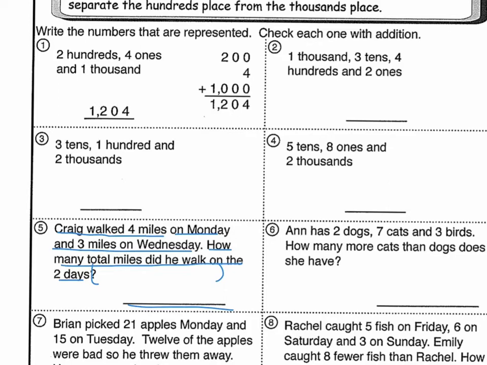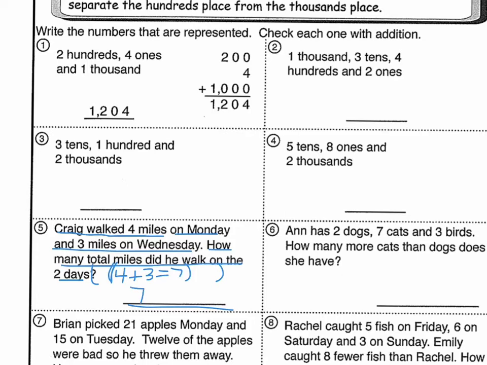All right, so you should have already solved the problem. We got 4 miles on Monday, so I'm going to put a 4. 3 on Wednesday, plus 3. 4 plus 3 is 7. You have to show this. You have to write 4 plus 3 equals 7 on your paper. That's required. And then we write 7.